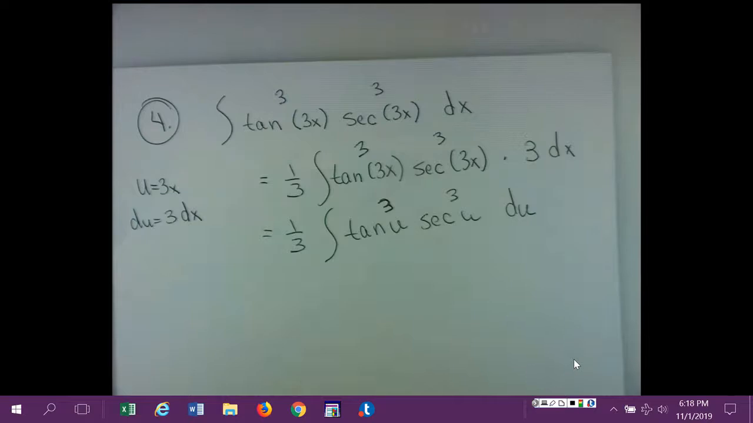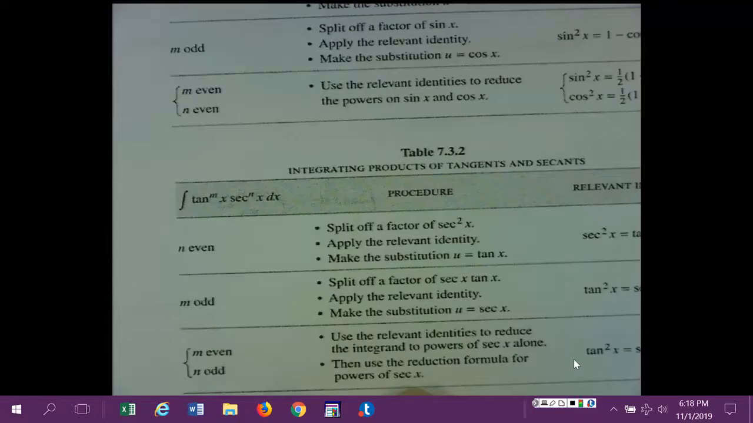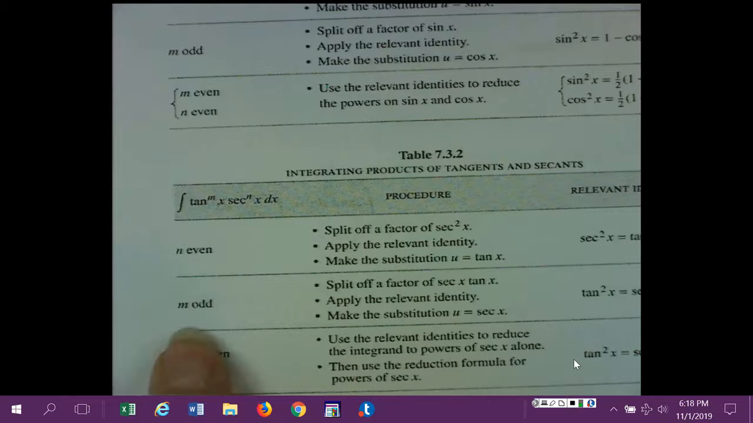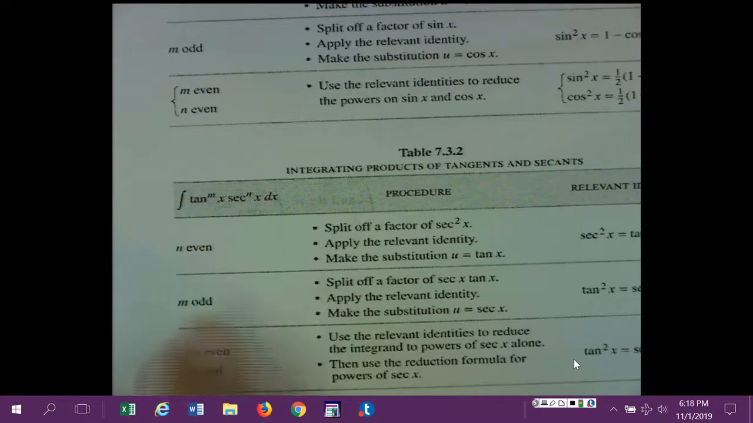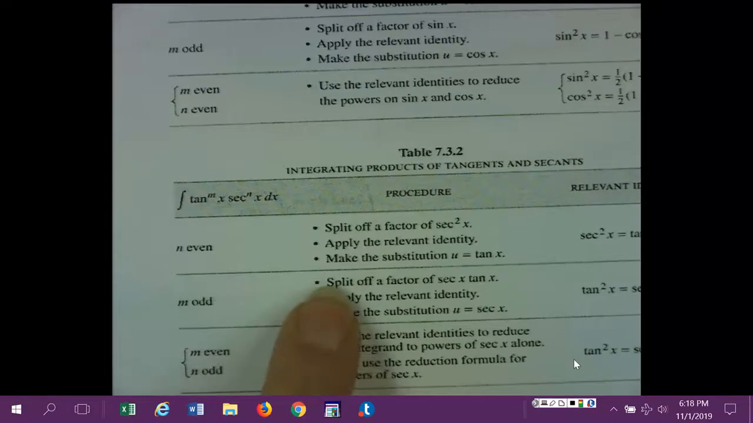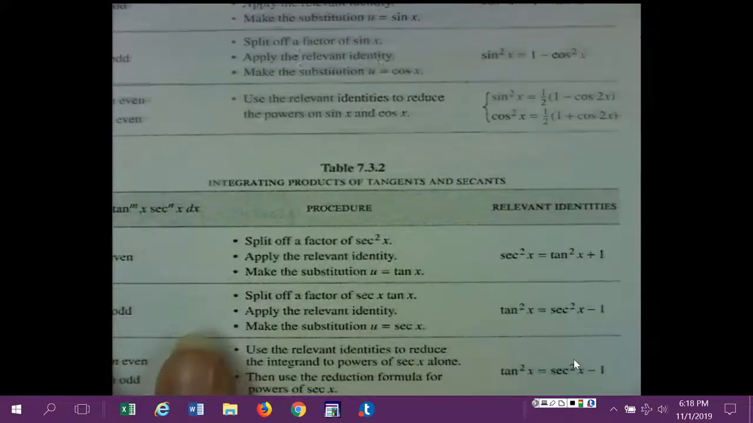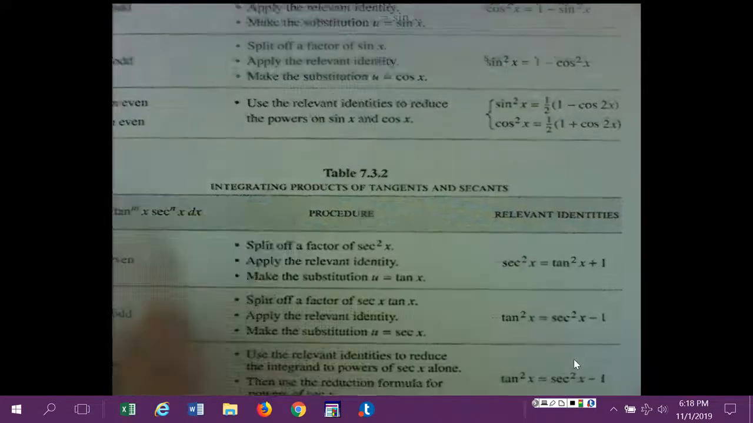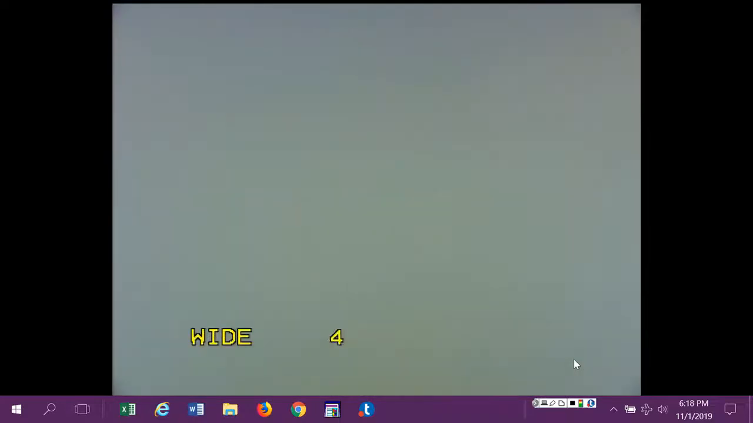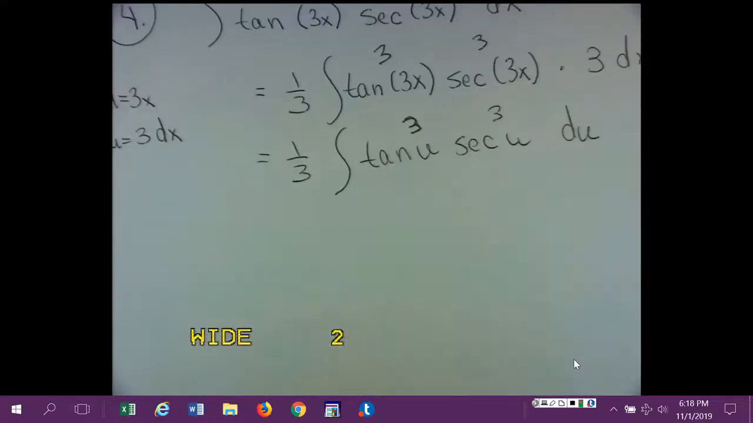And it looks like, according to the table, both m and n are 3, so both are odd. The only one we can go to is the case where m is odd. 3 and 3 both are odd, so we have to go here. Split off a factor of secant times tangent. Apply the relevant identity that tangent squared is secant squared minus 1. Make the substitution that u is secant x. Okay? So we're going to follow the bullets, in terms of u.